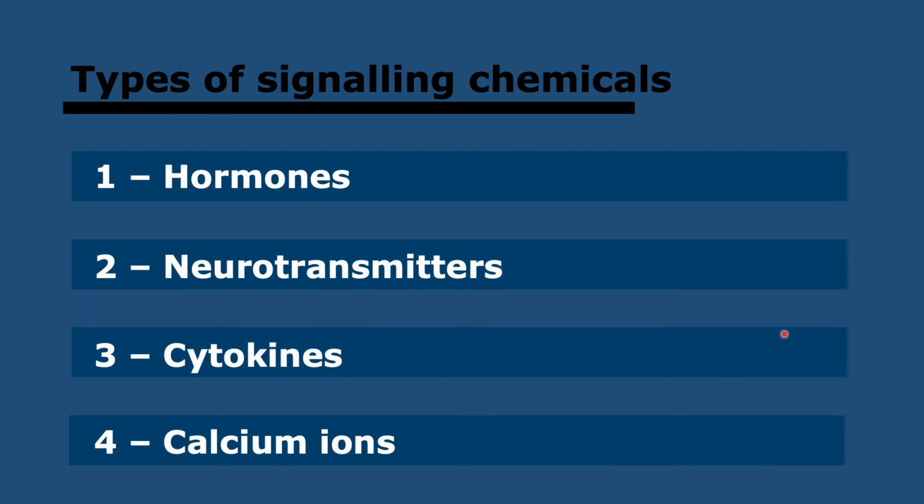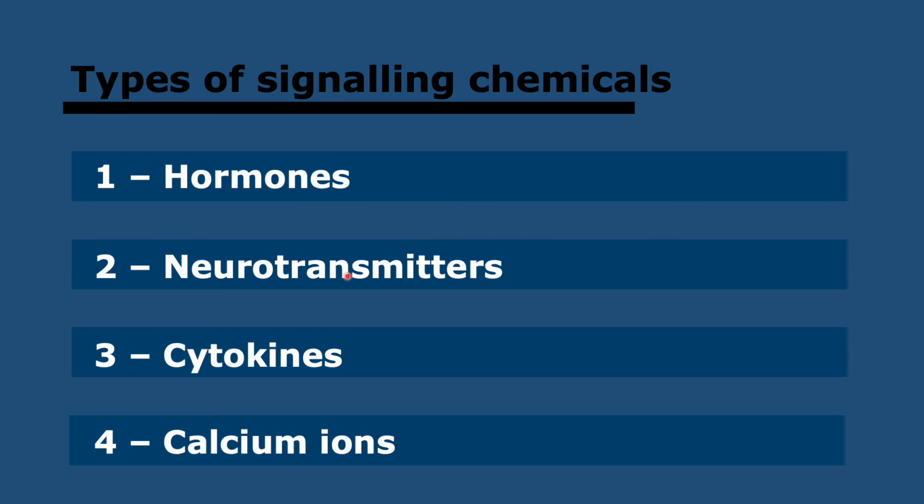So how do we communicate? What type of signaling chemicals are there? We can categorize them into hormones, first of all. Hormones are produced by glands in the body, and they are transported by the bloodstream to all parts of the body. They only have an effect on target cells, which have the receptors for the hormone, and the effects can last for hours. Examples of this are testosterone or insulin.